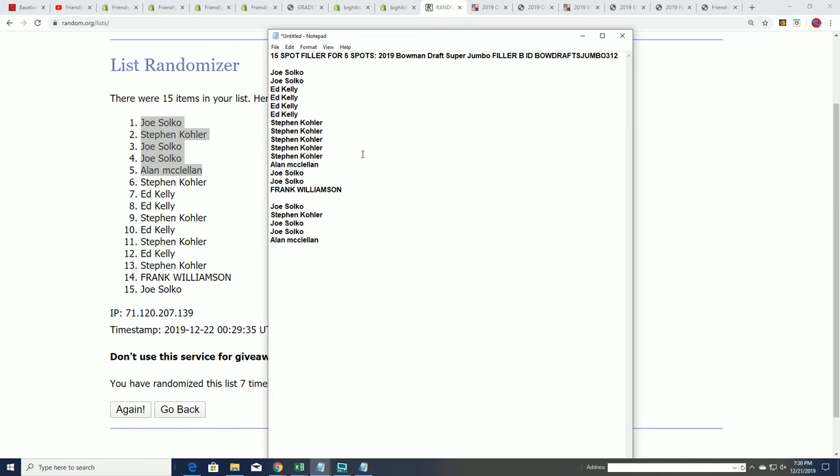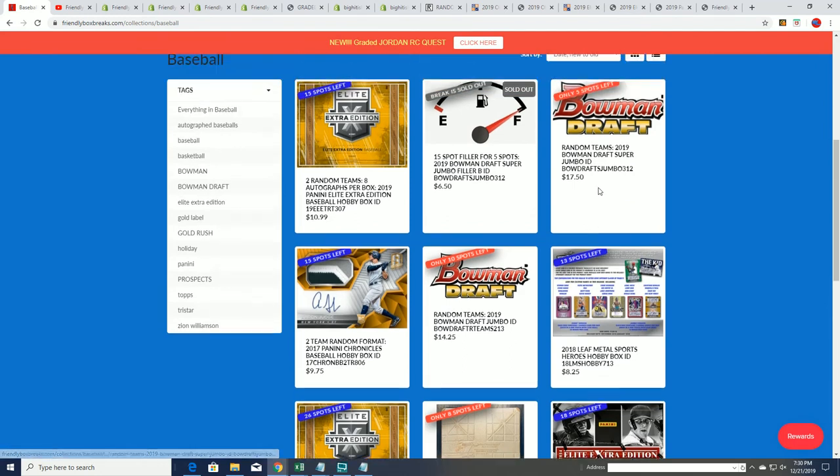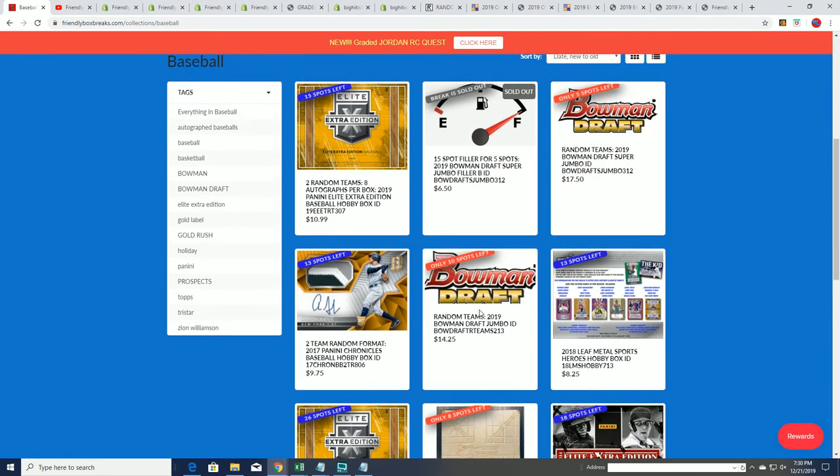And good luck in the box break. We have this Super Jumbo getting ready to happen now. Super Jumbo at five. And then our Bowman draft with three autographs is down to 10.